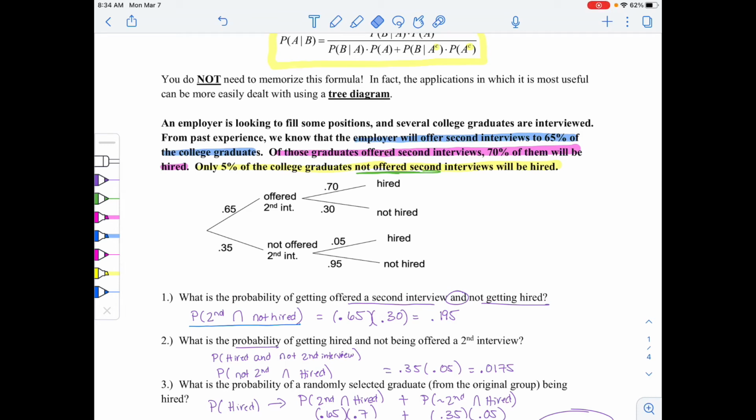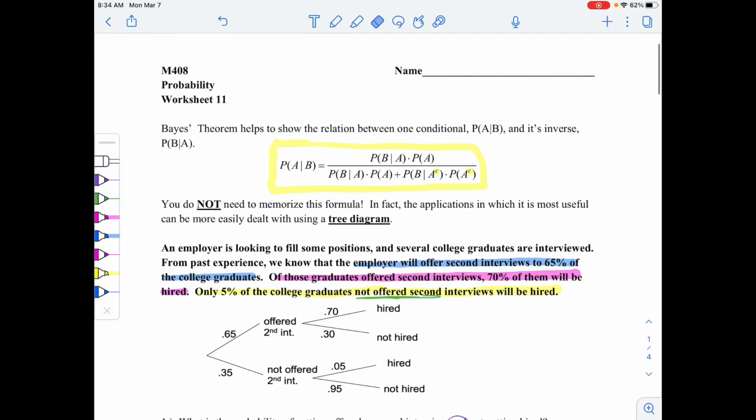All right, ladies and gentlemen, today we're talking about Bayes' theorem on worksheet number 11. Bayes' theorem tells us about the relationship between a conditional and its inverse. What I have highlighted there is Bayes' theorem, the actual formula, but don't worry, we don't actually have to know this formula.